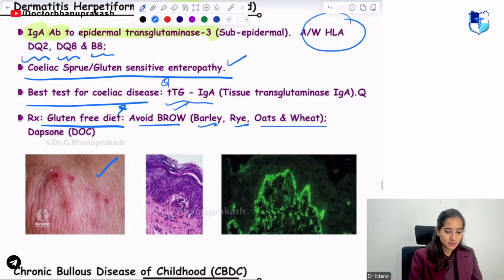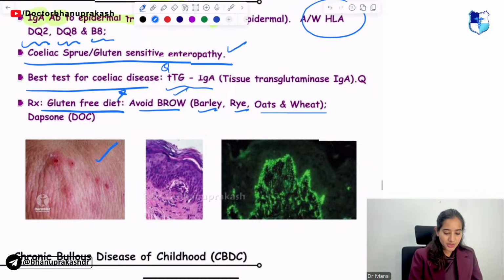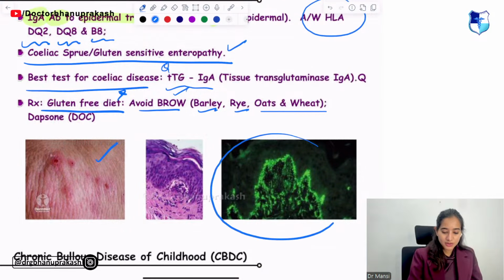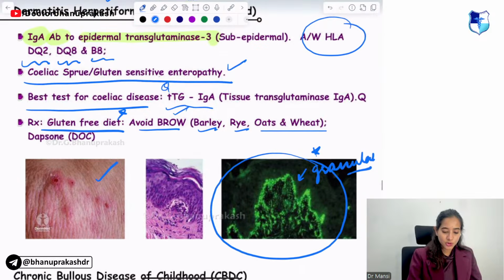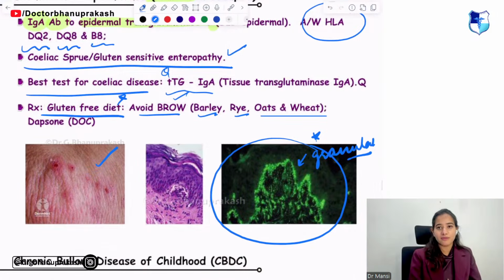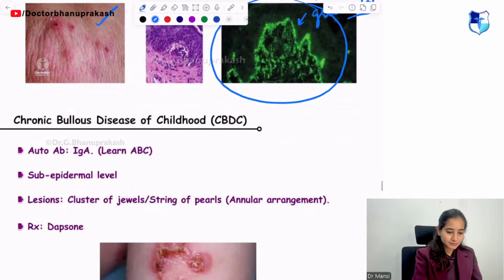So this is the skin lesion which you can see. And I would say the more important is this granular appearance of the direct immunofluorescence, which is seen. So you should be able to distinguish between the immunofluorescence images of all the conditions. That is going to fetch you the answer. If you only read everything, then you will not be able to actually do the differential.